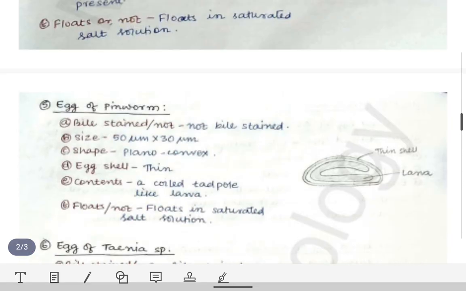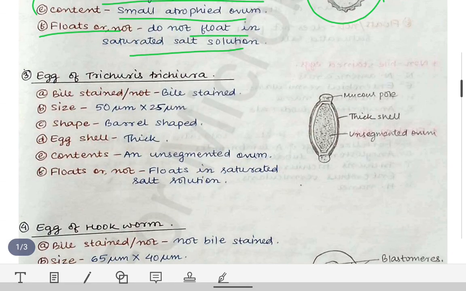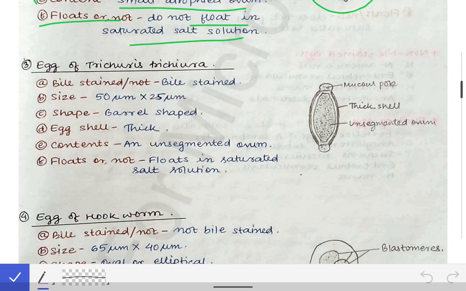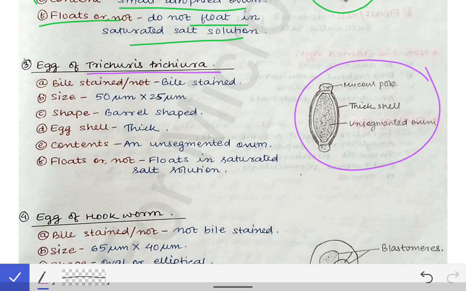Now come to the next one. The next egg in discussion is the egg of Trichuris trichiura. Now see the diagram here. How does it look? It looks something like a barrel. So the shape is barrel shaped. Then come to the cell. So the cell looks thick. This is the cell of the egg.